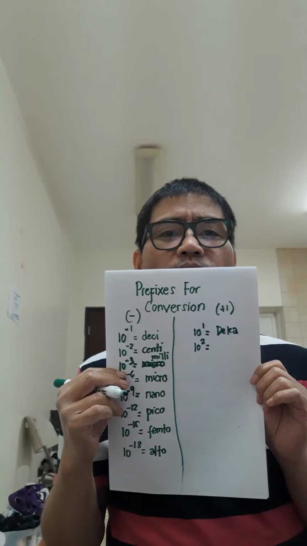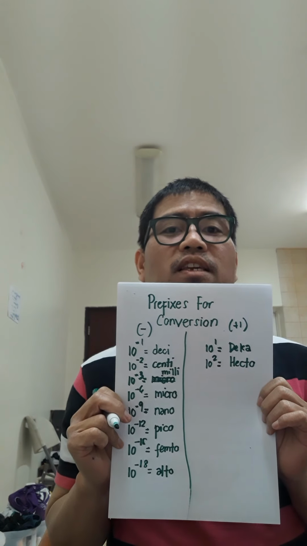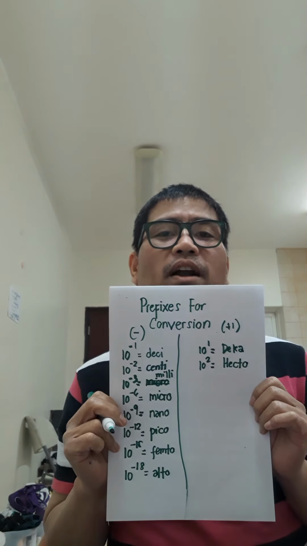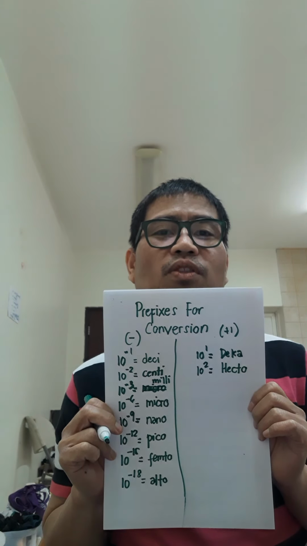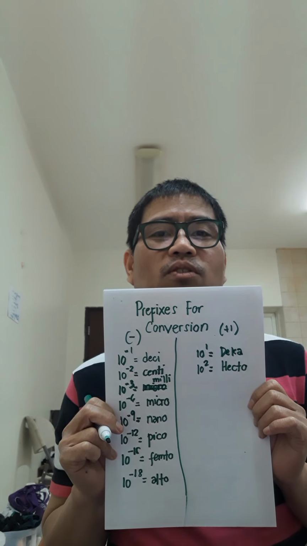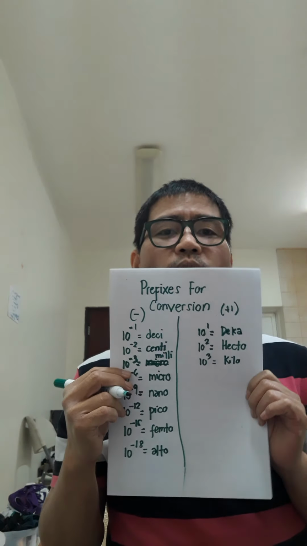10 to the 2 is hecto. So we have hectogram, like this. 10 to the 3 is kilo, the most common one in the market, in the mall, in the public market. How many kilos is this? This is three zeros, raised to the power 3. So 1,000 or 1 kilo. 10 to the 3 is kilo or 1,000.